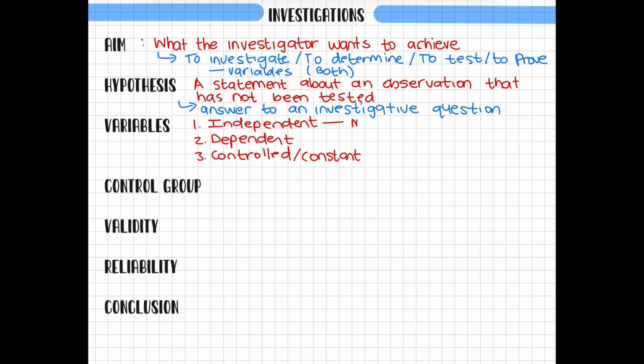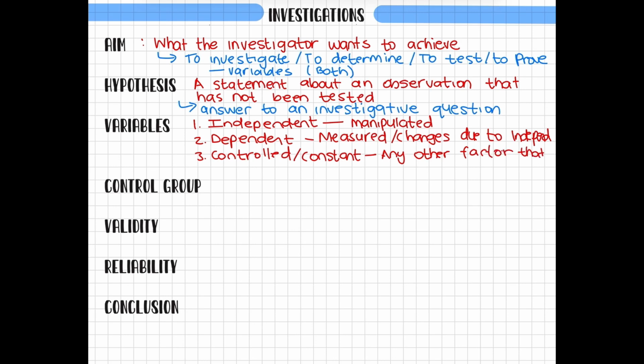The independent variable is the one that the investigator manipulates or changes around to see if it has an effect on the dependent variable. And then the dependent variable is measured or it changes due to the changes being done on the independent variable. A controlled variable will be any other factor other than the independent variable that can affect the dependent variable. Usually on the extract, it is keyworded same or whatever was kept the same.